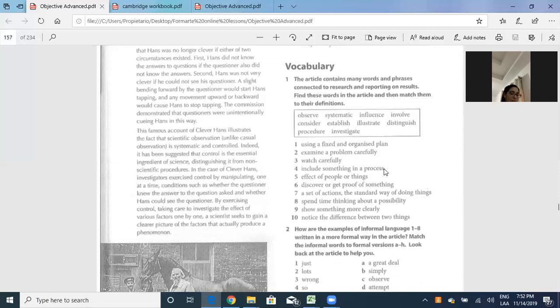Involve. Yes. Then we have effect of people or things. Effect. Influence. Very good. Number 6, discover or get proof of something.